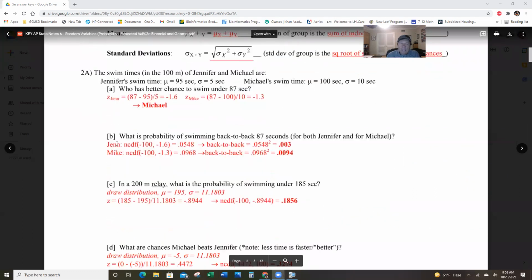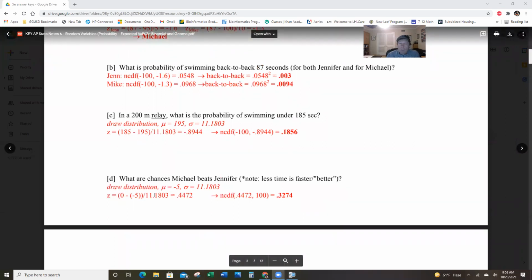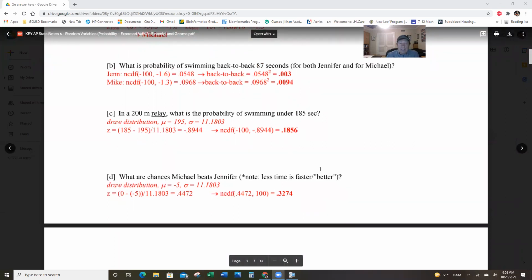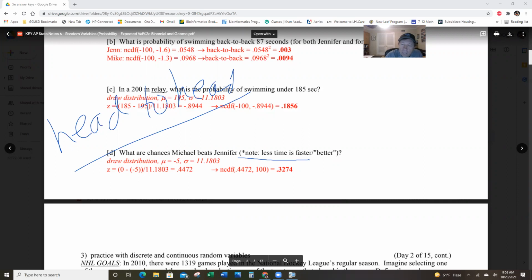Now, one more. This is the one I nickname the head-to-head one. I often call this head-to-head. They're competing. These head-to-head ones are really common. What are the chances Michael beats Jennifer? And be careful, note the lesser time is the faster time.